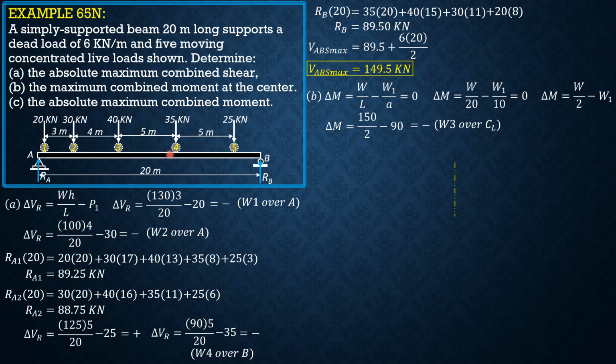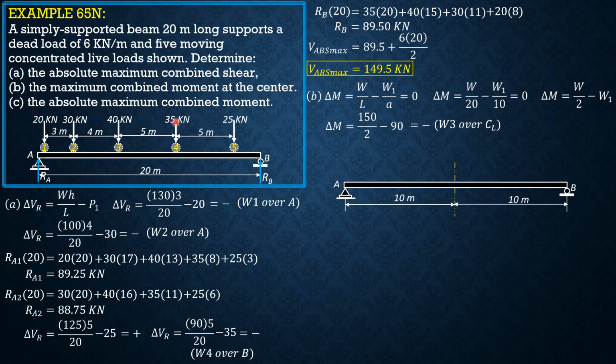So let's also evaluate load 4 because this is also heavy. So when load 4 is just to the left of the span, the 20 kilonewton load will be off span. So W1 would consist just of the loads to the right first. So let's evaluate. This is load 3 over the center line.